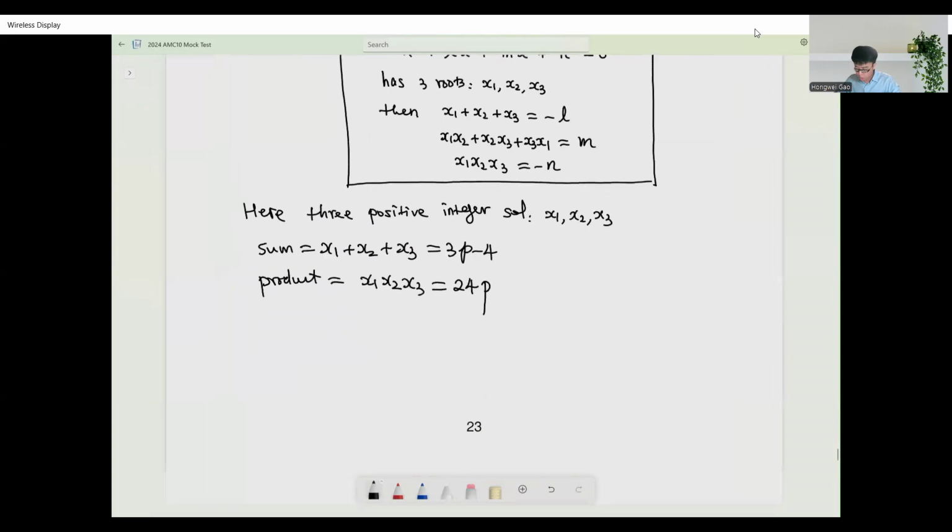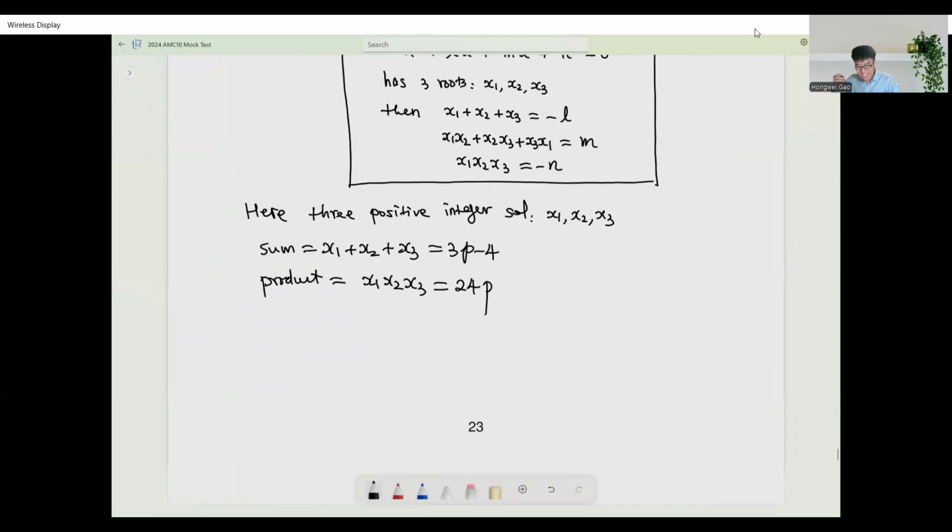Now we know the product is 24p, and p is prime. We can discuss what those roots are. So p is a prime number. It cannot be split further, right? So we can split 24p in the following ways. Maybe one root is p, and the other roots multiply to 24. It could be 1 and 24. It could be 2 and 12. It could be 3 and 8. It could be 4 and 6. We can switch order. Basically, those are the cases where p is one solution.